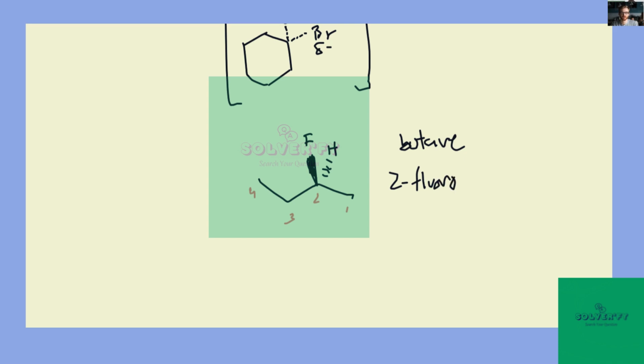Okay, and then we need to determine whether it's R or S, right? So fluorine is the highest priority group. Next is a 2-carbon chain compared to a 1-carbon chain, and then hydrogen in the back. If we connect 1 to 2 to 3, that's counterclockwise, and when hydrogen, or the lowest priority, is in the back, that corresponds to S. So altogether, that is answer C.